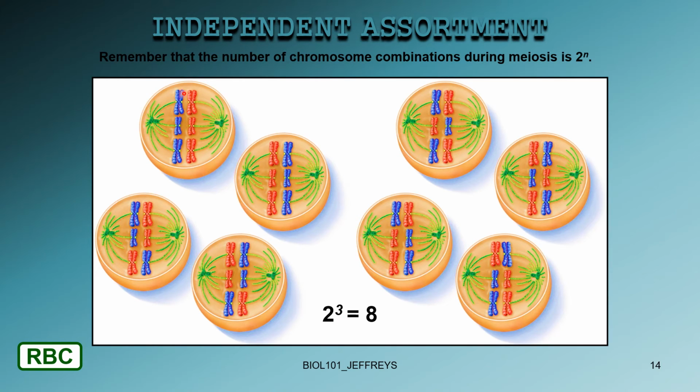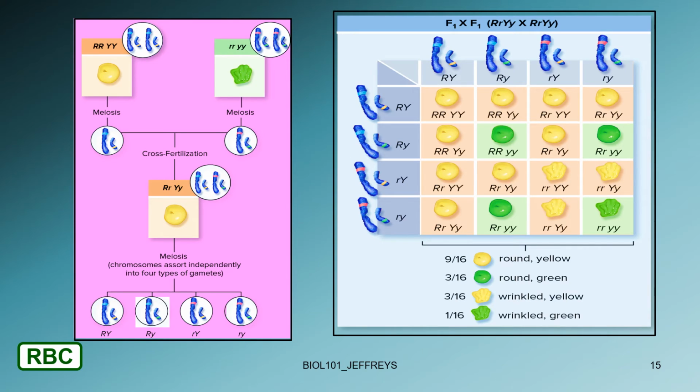Right, so in this case we have 3 genes, 1, 2, 3. So 2 to the third is 2 times 2, which is 4, times 2 is 8. 2 to the third power is 8. So you end up with 8 chromosome combinations. So keep that in mind as we look at the dihybrid cross.